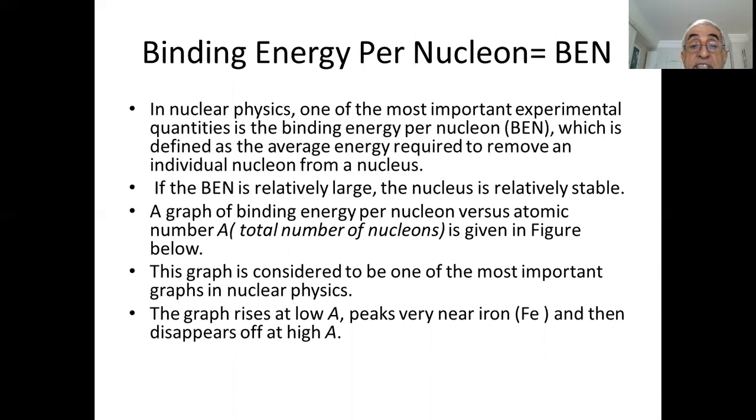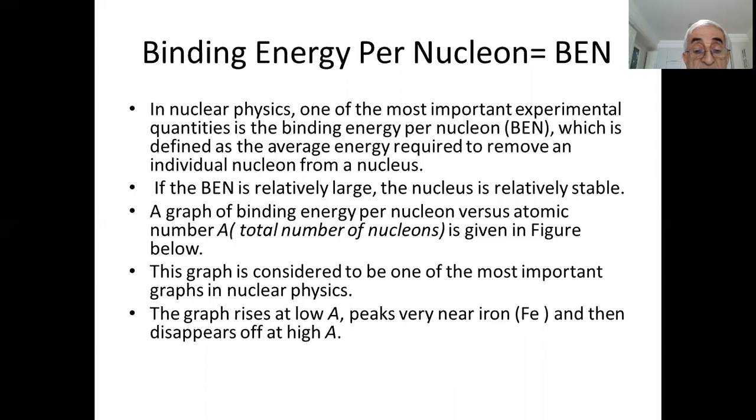Binding energy per nucleon, BEN. In nuclear physics, one of the most important experimental quantities is the binding energy per nucleon, BEN, which is defined as the average energy required to remove an individual nucleon from a nucleus. If the binding energy per nucleon is relatively large, the nucleus is relatively stable. A graph of binding energy per nucleon versus atomic number, the total number of nucleons, is given in the figure below. This graph is considered to be one of the most important graphs in nuclear physics.